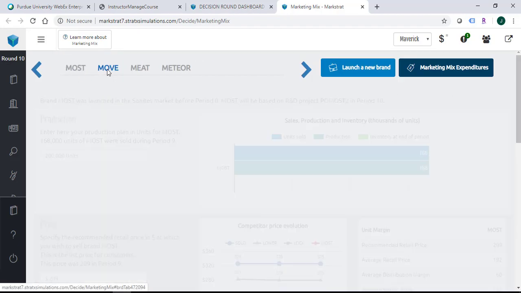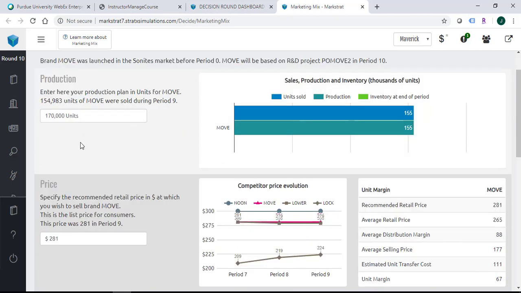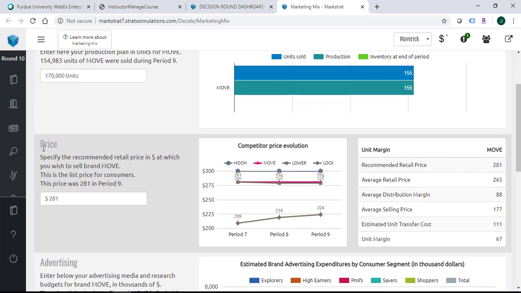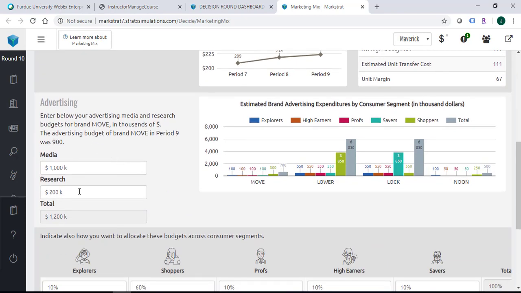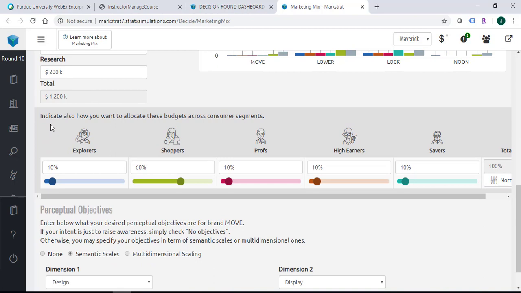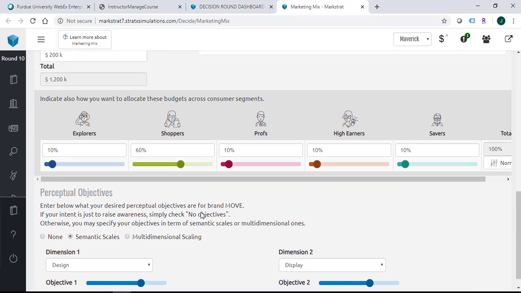Then you can click on the Move and you will see exactly the same information for the Move. You can input your production plan, how many units you want to produce. You can input the price, how much you want to sell it for, and how much you want to spend on advertising. How do you want to allocate those budgets across consumer segments? Toward the end, you will input the perceptual objectives for this brand.